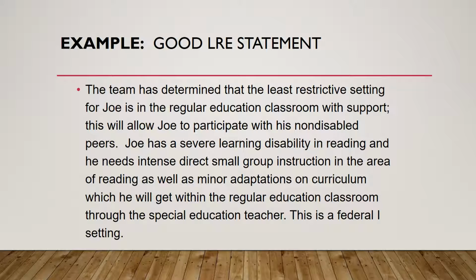The team has determined that the least restrictive setting for Joe is in the regular education classroom with support. This will allow Joe to participate with his non-disabled peers. Joe has a severe learning disability in reading, and he needs intense, direct, small group instruction in the area of reading, as well as minor adaptations on curriculum which he will get within the regular education classroom through the special education teacher. This is a Federal 1 setting.